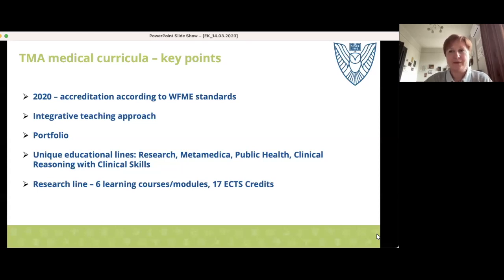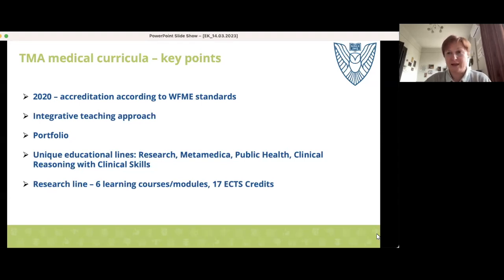The main principles that were highly appreciated and highly evaluated by the WFME experts were the integrative teaching approach that we have implemented, also the portfolio for our students, and the educational lines that we have in our integrative curricula as well: the research line, meta-medica, public health oriented, as well as clinical reasoning incorporated with the clinical skills line.